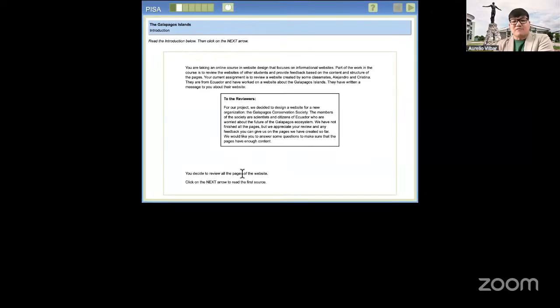You decide to review. So here, in this particular test, may task ka. See, the one taking the test, parang may gagawin ka. So, task-based ang PISA. You have a task to do. Click on the next. Oops. Okay, here.